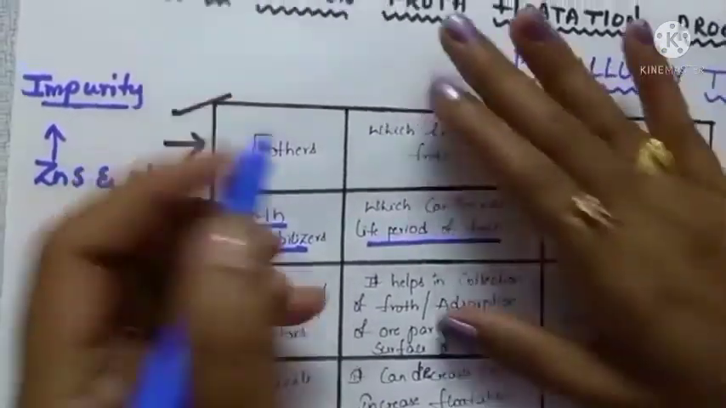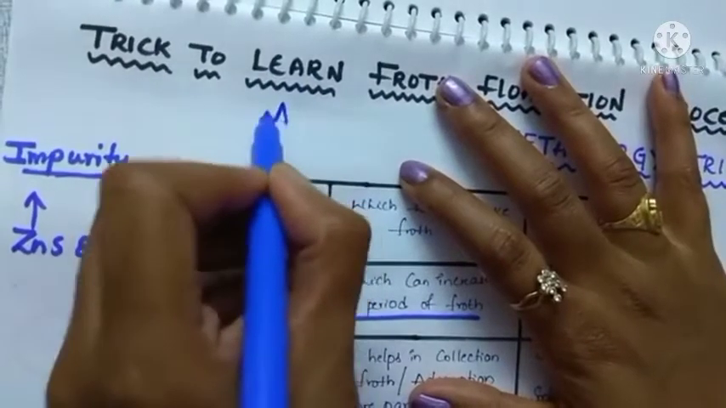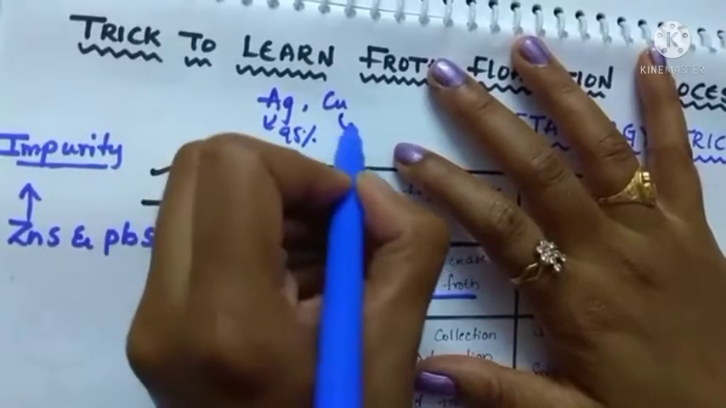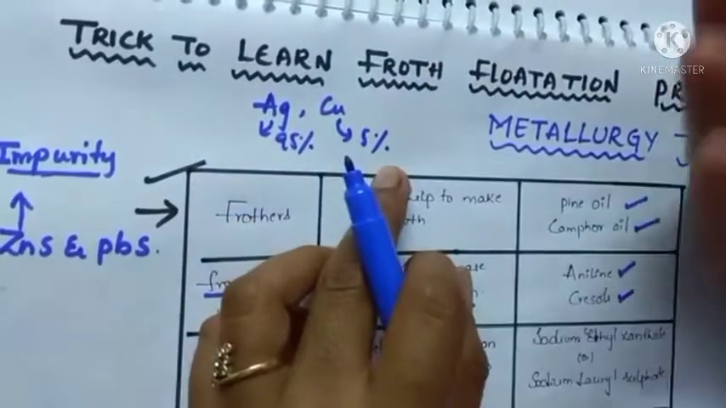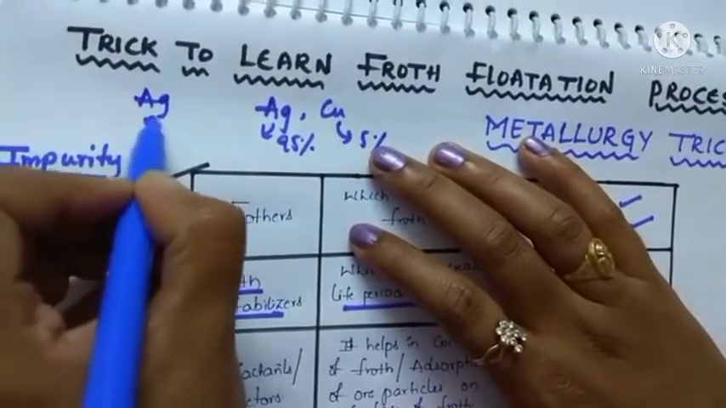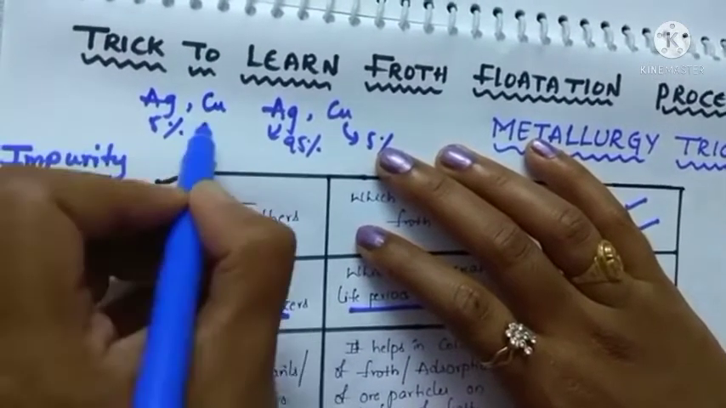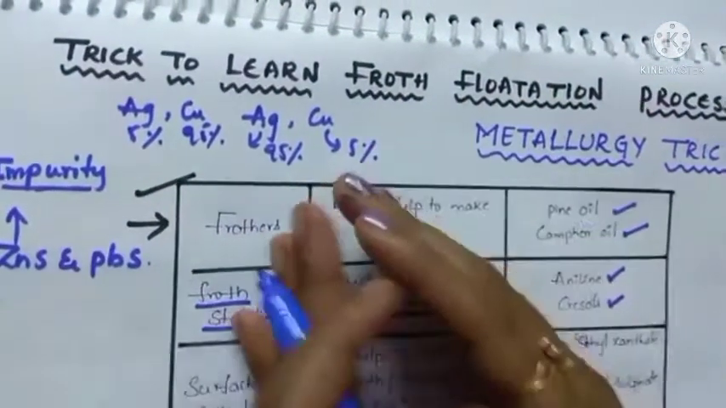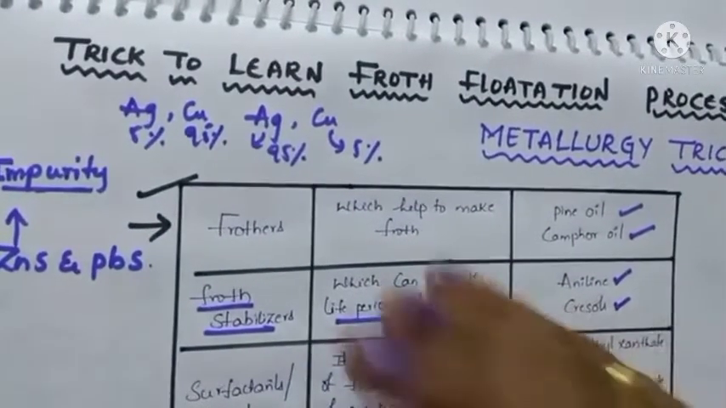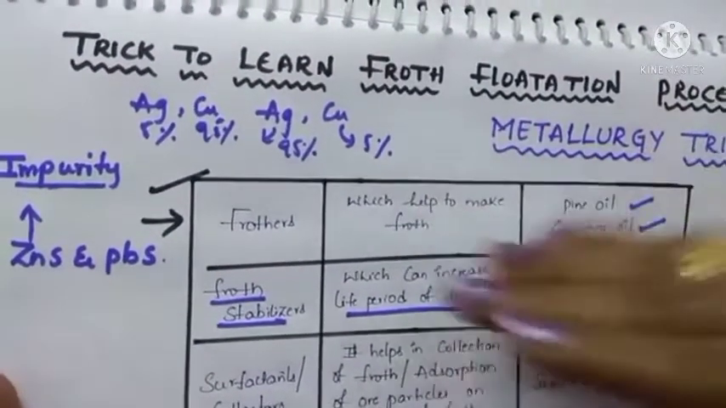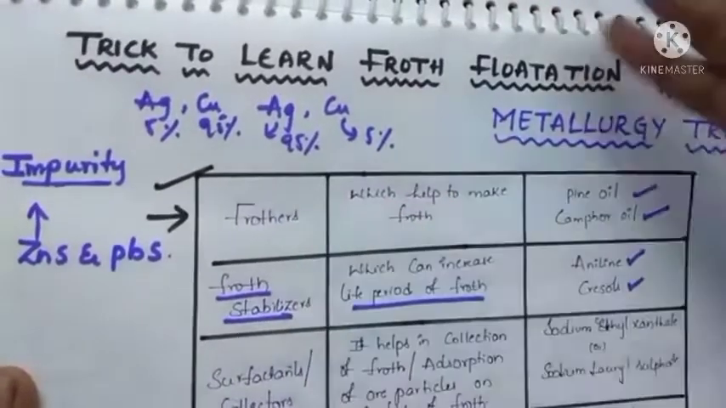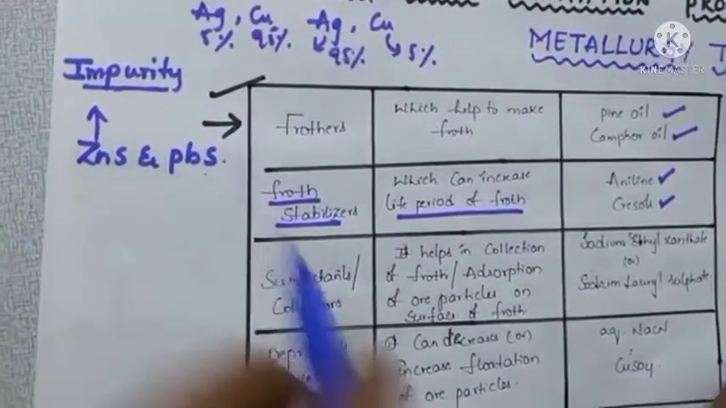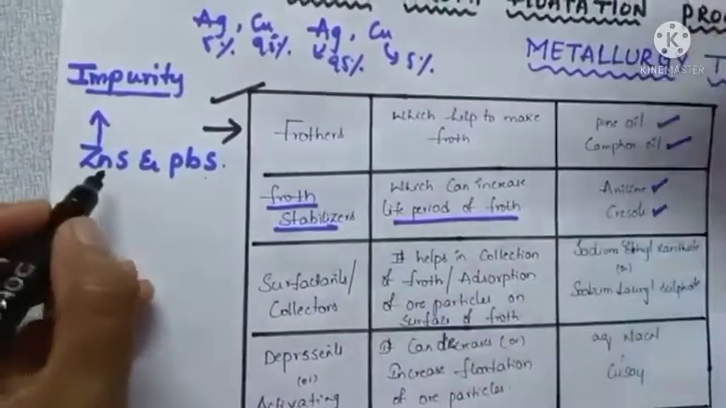How to consider impurity is, see students, suppose we have silver and copper. If silver is 95% and copper is just 5%, then copper you have to consider as impurity. If silver is 5% in the mixture of that ore, and copper is 95%, then we have to consider silver as an impurity. Depending upon the amount present, the lesser amount we treat as impurity, and the one present in higher amount we treat as the one we have to get. Out of ZnS and PbS, if ZnS is less, then we don't want this to float on the surface.